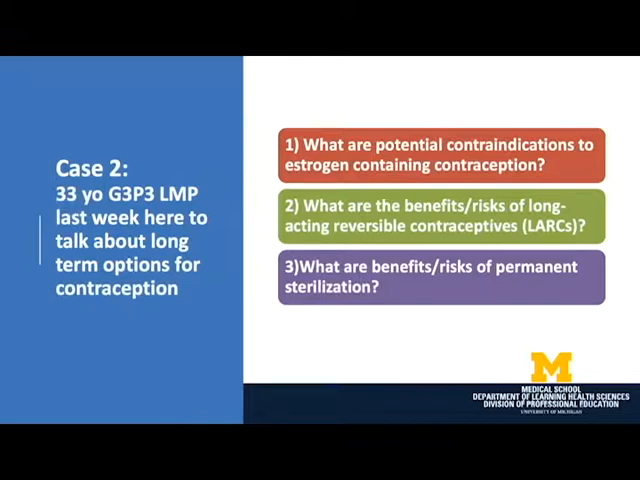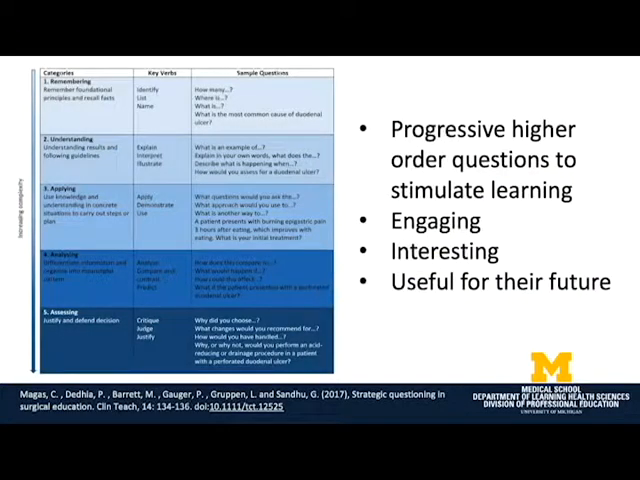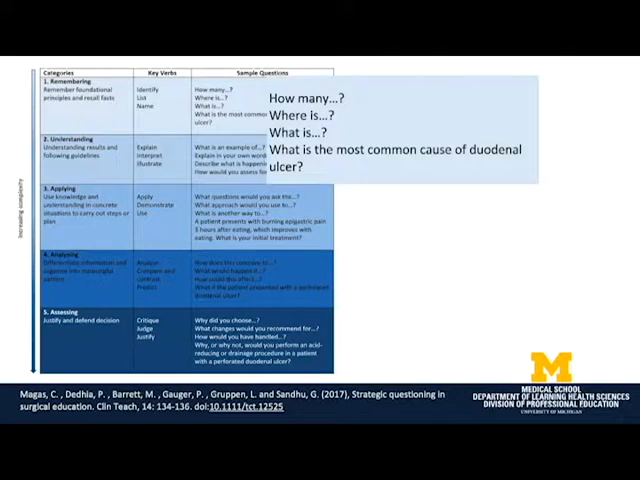Let me give you one more tangible example. So the trick is writing the questions, right? And in this image, which is actually from an article from folks here at the University of Michigan, what you can see is that there are categories of higher order questions to stimulate learning, and they're engaging and interesting, and the goal is for them to be useful for their future when they're seeing patients on their own. So at the base of this is thinking about remembering. So foundational information, principles, recalling facts. So questions that would help them do that are things like how many, or where is, or what is.